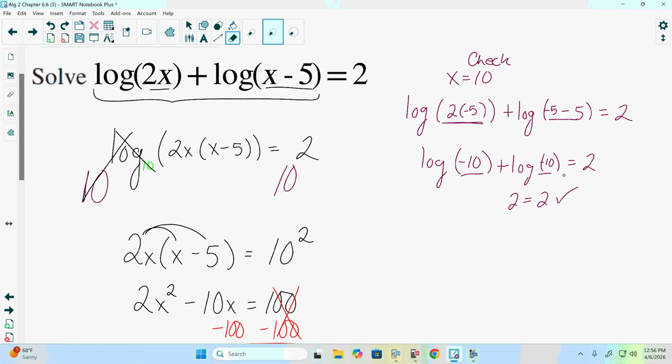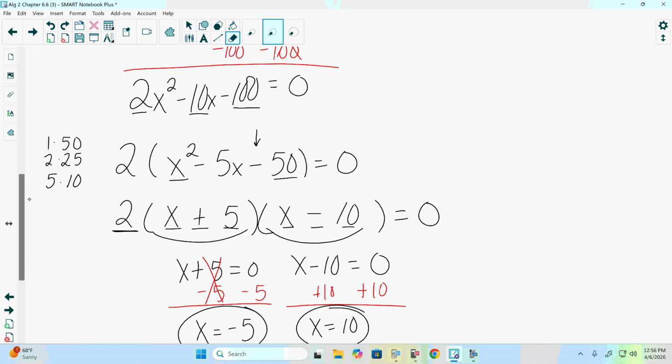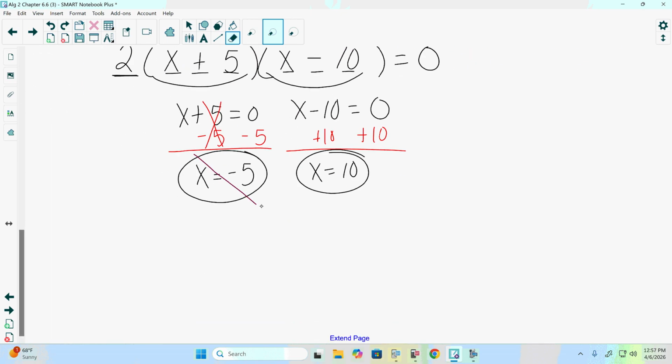Because we cannot take the log of a negative number, it tells me that x equals negative 5 does not work. It's an extraneous solution. And it's not so much due to the fact that x is equal to a negative number, but when we plugged it back into the original problem and simplified, we ended up with a negative number inside the logarithm. Questions on this here? We ready for the next one?